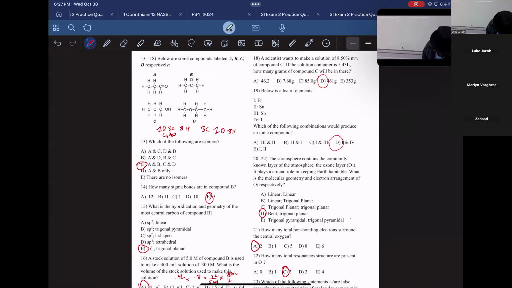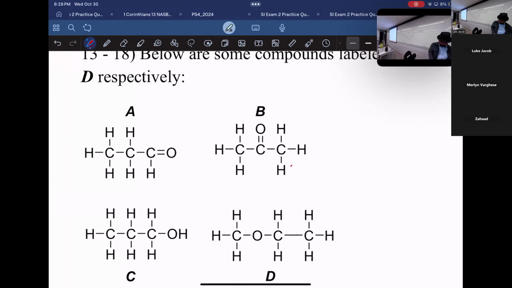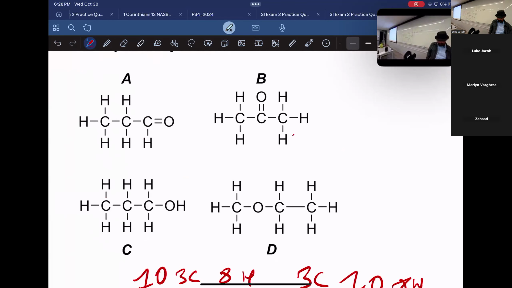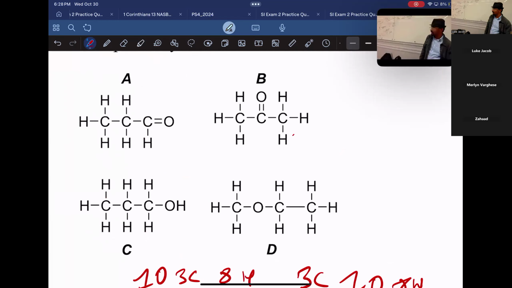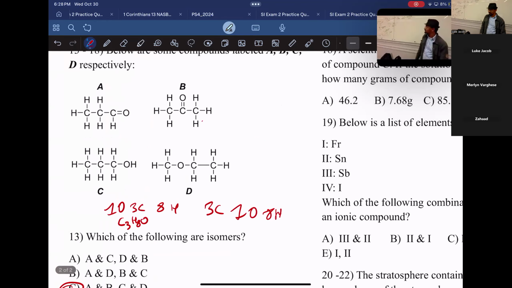Here are some questions about isomers. Which of the following are isomers? The reason I keep emphasizing same molecular formula, different structure is that this question is really probably going to be on the test. It's going to give you molecules, and you have to count them and see that it's an isomer. So all these are different molecules. A and B are isomers, and C and D are isomers. So the answer is C. You have to count everything in these. Okay.